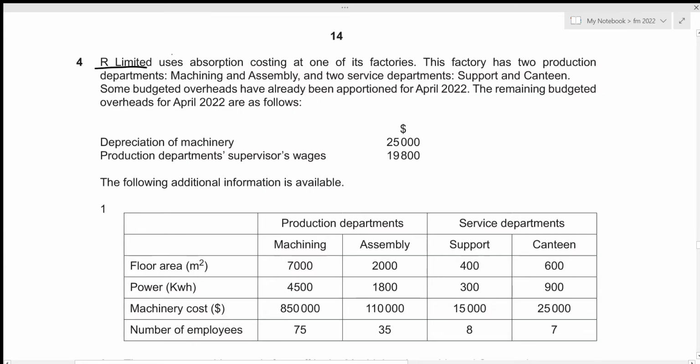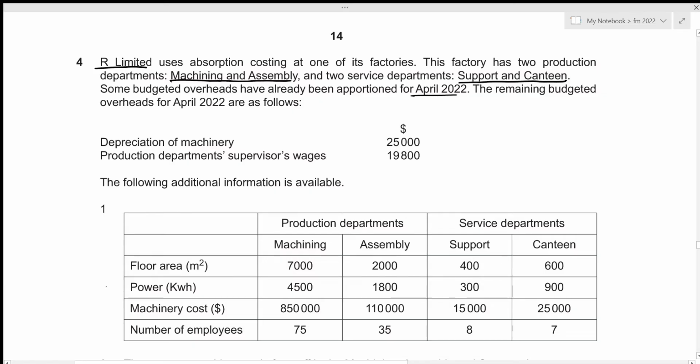R Limited uses absorption costing at one of its factories. This factory has 2 production departments, machining and assembly, and 2 service departments, support and canteen. Some budgeted overheads have already been apportioned for April 2022. The remaining budgeted overheads for April 2022 are as follows. So we are given the depreciation of machinery and the production department supervisor's wages. We are also given the additional information.